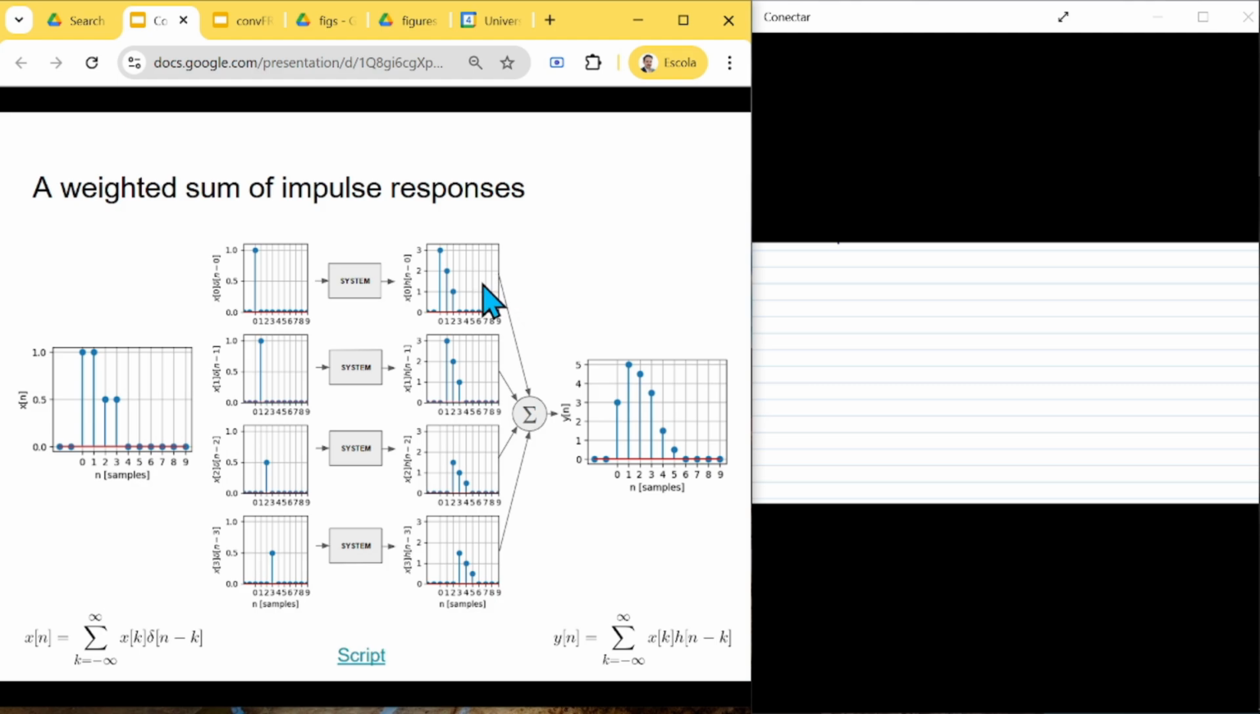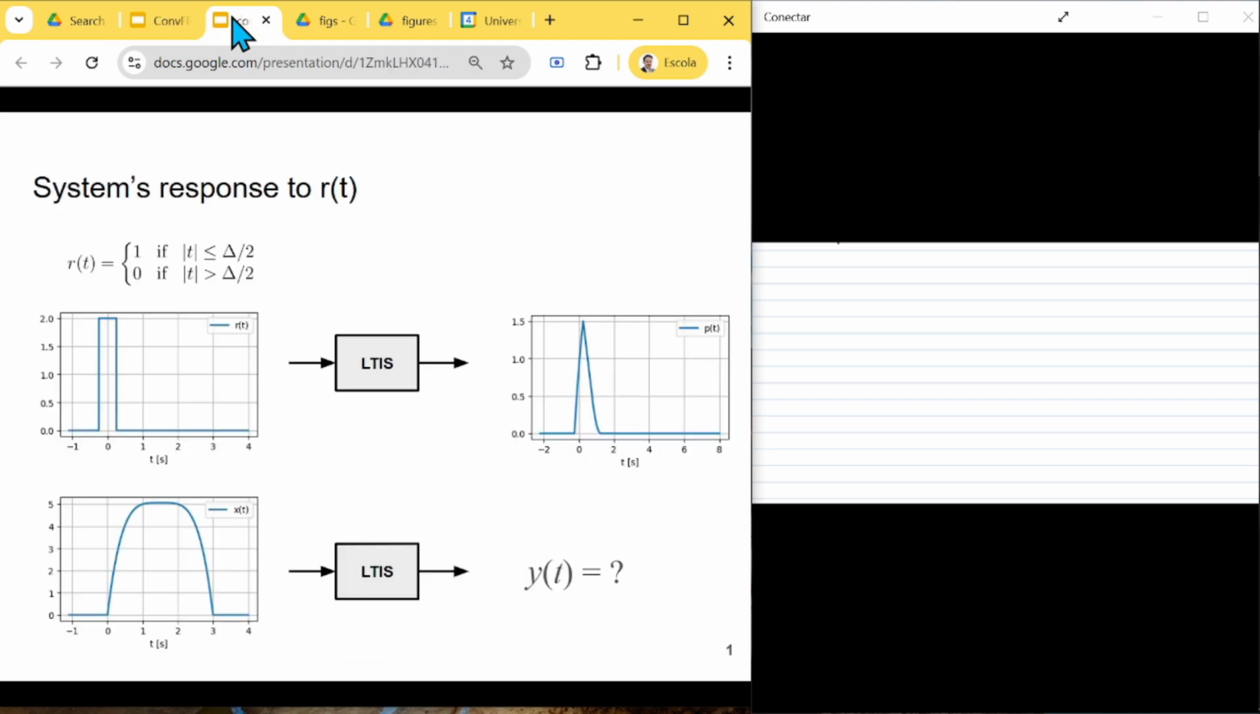Each of them yielded an impulse response, also shifted, also weighted, and then we summed all the shifted weighted impulse responses to get the output. And this was the discrete convolution. So the output is a sum of impulse responses because we decomposed the input as a sum of impulses. So now we're going to do something very similar for continuous time systems.